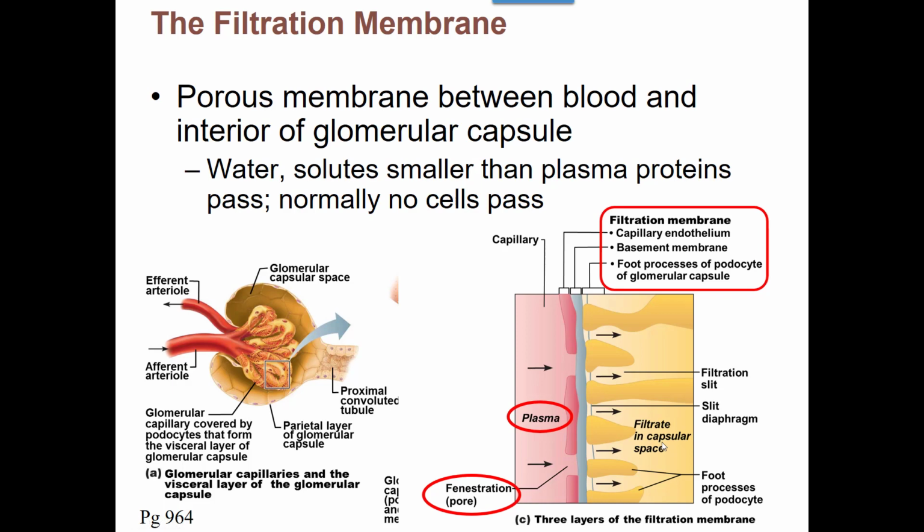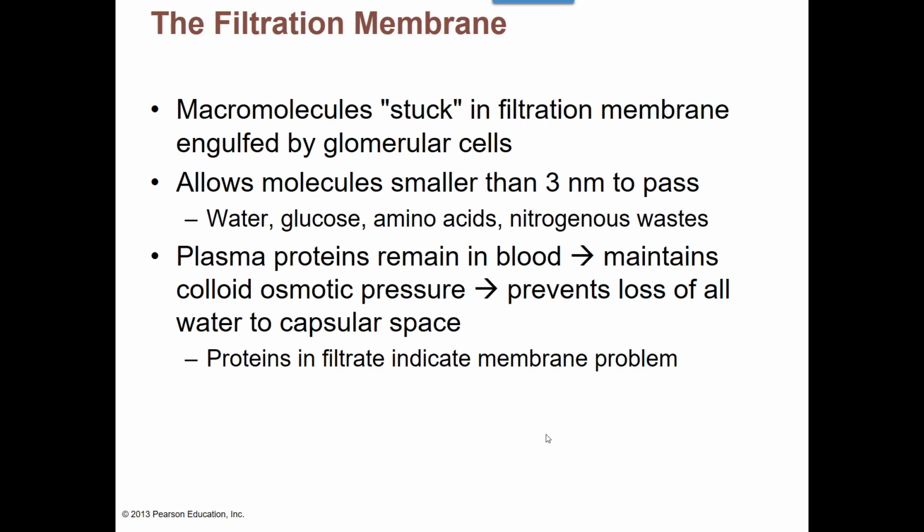Now, it does happen that occasionally things get stuck in the filtration membrane, in those pores. We have cells located there that can engulf them and get rid of them. They're kind of just cleaner-upper cells found around there. But generally, any molecule smaller than 3 nanometers can get through those pores. That includes water, glucose, amino acids, any nitrogenous waste. The big thing that doesn't make it through, other than cells, is plasma proteins. Proteins found in your plasma have to stay in your blood itself.